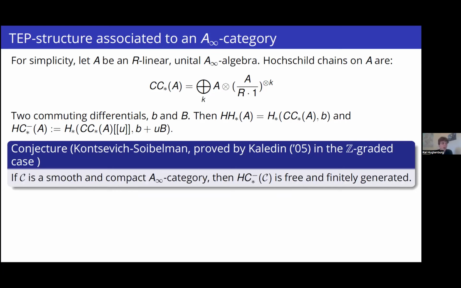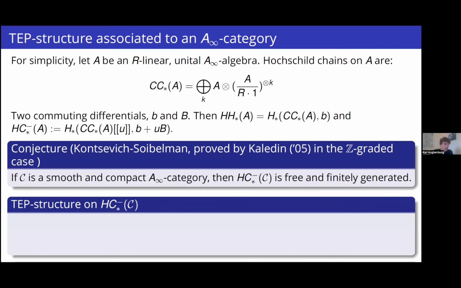One piece of data is that we assumed that our TEP structures were going to be free and finitely generated R-adjoin-u modules. This is a deep conjecture by Kontsevich and Soibelman, which was proved by Kaledin in the case of Z-graded A-infinity categories, but we will work in the Z/2-graded category. So this is an assumption we make: that the negative cyclic homology is free and finitely generated.